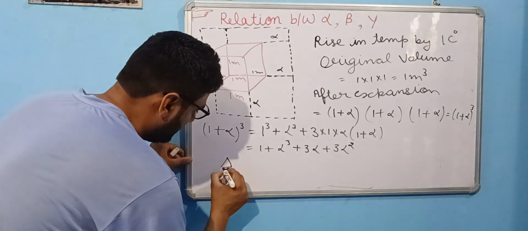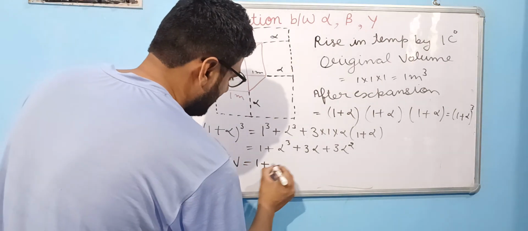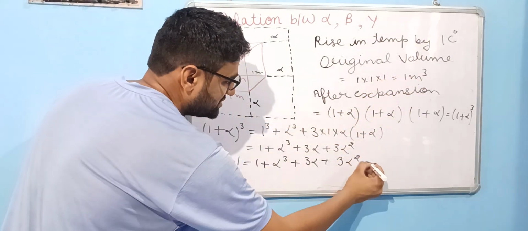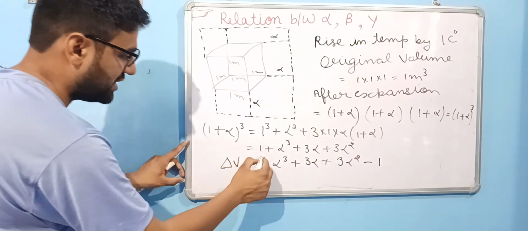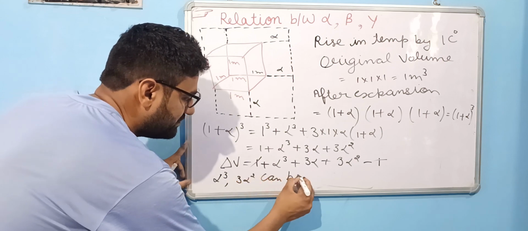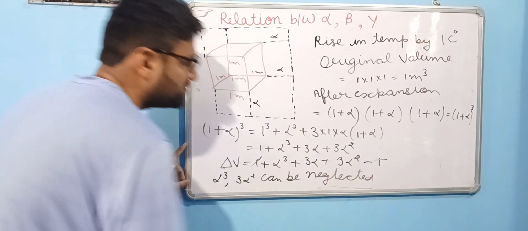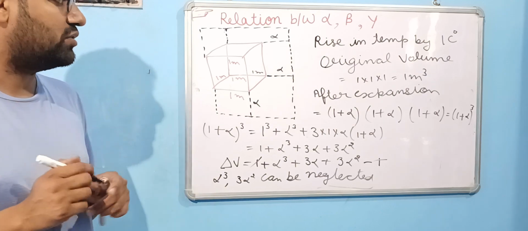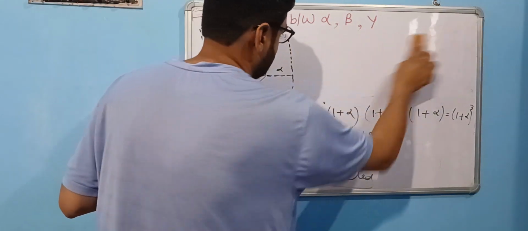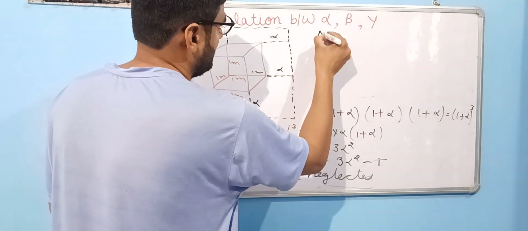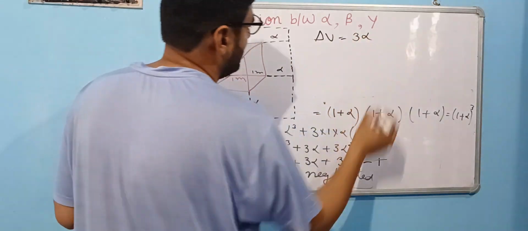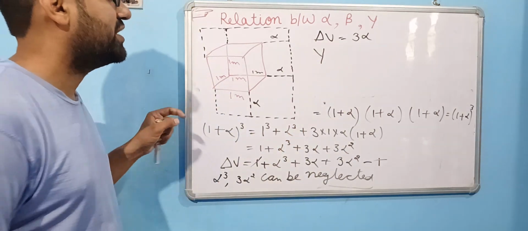Now the difference in the volume before and after raising the temperature will be equal to 1 plus alpha cube plus 3 alpha plus 3 alpha square, and what is the original volume? 1 meter cube. We will subtract this from the expanded volume. So we can cancel this 1 with minus 1, and alpha cube and 3 alpha square can be neglected because these are very small. Alpha is a very small quantity, and its square and cube will be even smaller, so we can neglect them. So our change in volume will be equal to 3 alpha.